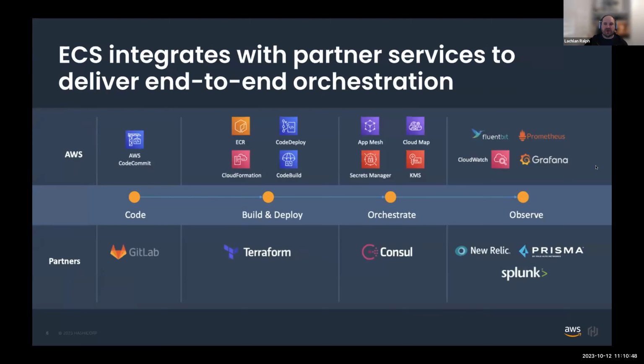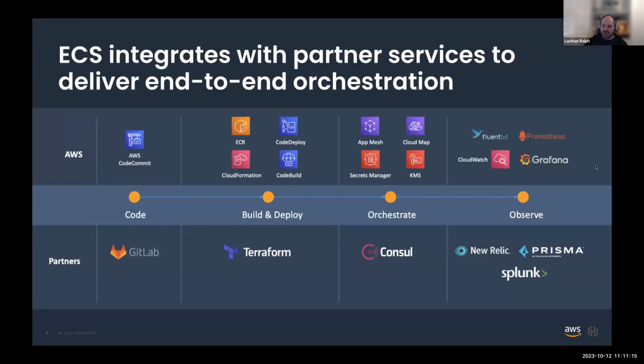So what we've got here is the pipeline from deploying the code all the way through to building and deploying the application, to orchestrating it, so integrating it with other surfaces, and then also observing the functionality of that application. On the left there, you've got familiar faces like GitLab. AWS offers a Git type service in CodeCommit.